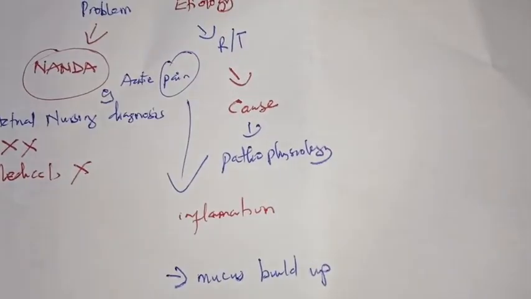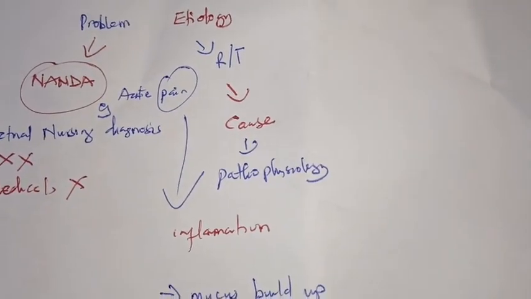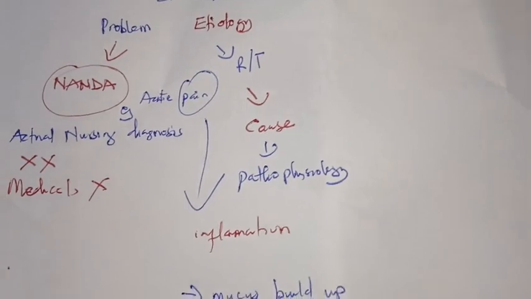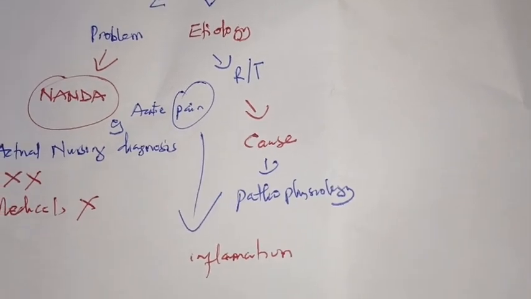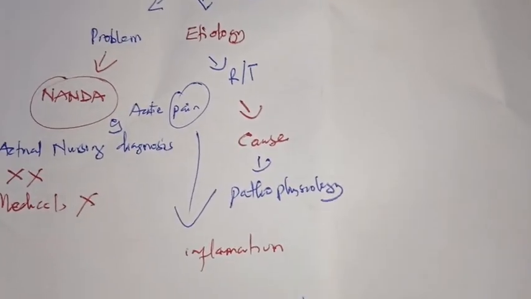So that one can affect. So that's the etiology or the cause that we are looking at. So what is causing the problem? What is causing the pain? What is causing the fatigue? This is where the etiology comes in.